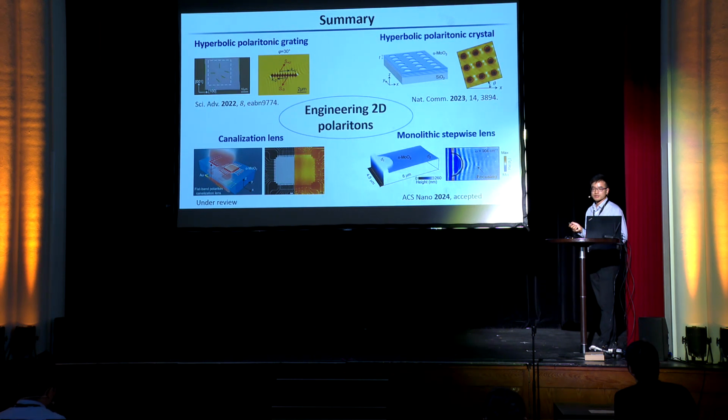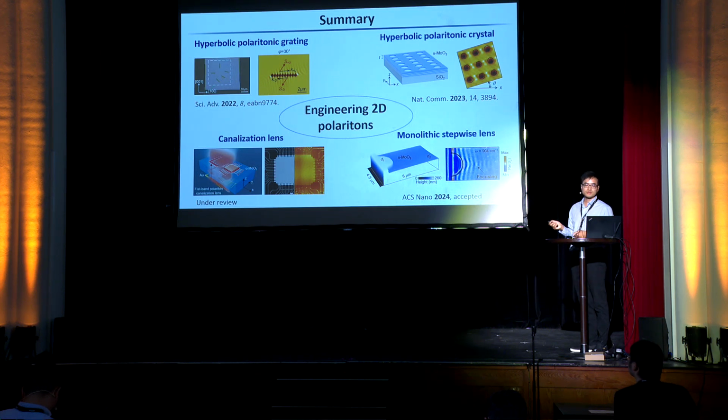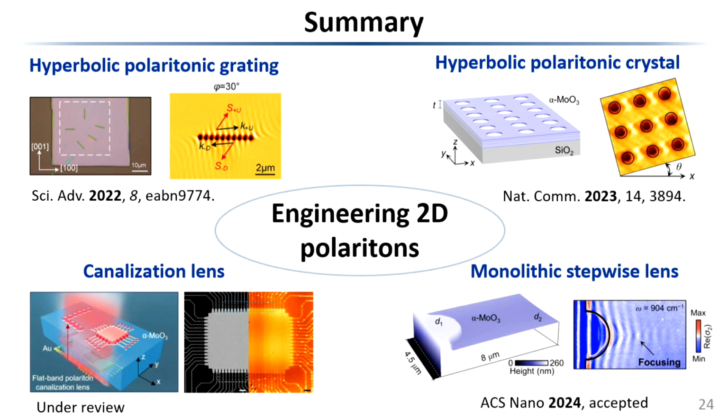So here comes the summary. I introduced the structural engineering of this material to do hyperbolic polaritonic gratings and photonic crystals, and also using the IE method to do a monolithic stepwise lens, which is quite good for this kind of in-plane hyperbolic waveguided mode phonon polaritons. The last one is another application example using the canalization effect to do near-field imaging.